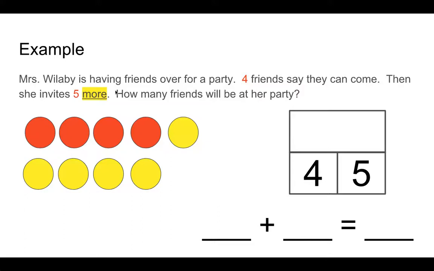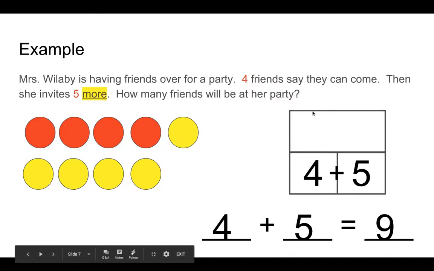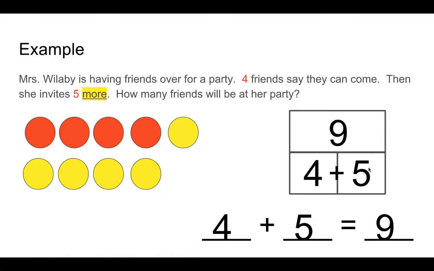Now when we've talked about part-whole boxes, we know that those 2 parts, I put them together or add them to get to the whole. So I can use that in relation with my equation of 4 plus 5 and know that I'm joining them together or adding, and I know that 4 plus 5 is 9. So my equation can reflect the part-whole box as well. This number by itself in the equation is by itself in the part-whole box. So we just used 3 different ways to show that Mrs. Willoughby is going to have 9 friends at her party.